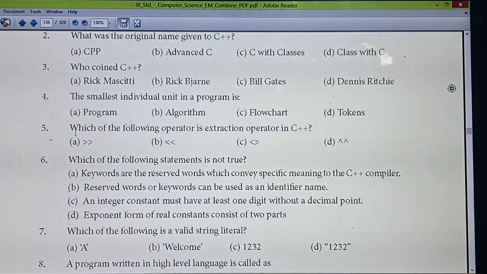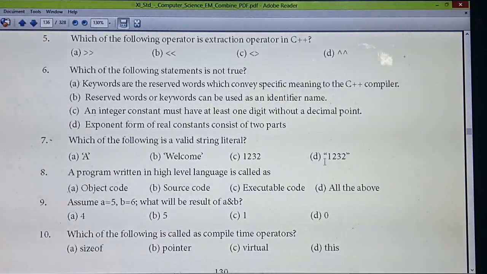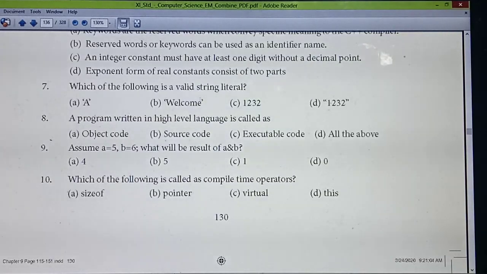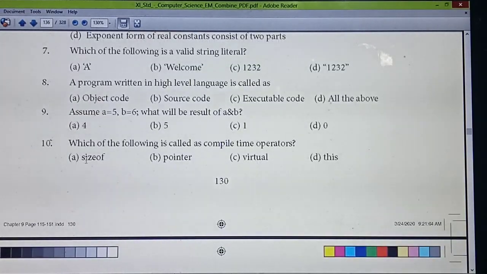Then fifth question answer is option A, two greater than symbol. Then sixth question answer is option B, reserved words or keywords can be used as an identifier name. Seventh question answer is option D, inside double quotes 1232. Then eighth question answer is option B, source code. Ninth question answer is option A, 4. 10th question answer is option A, sizeof. Have you all marked?